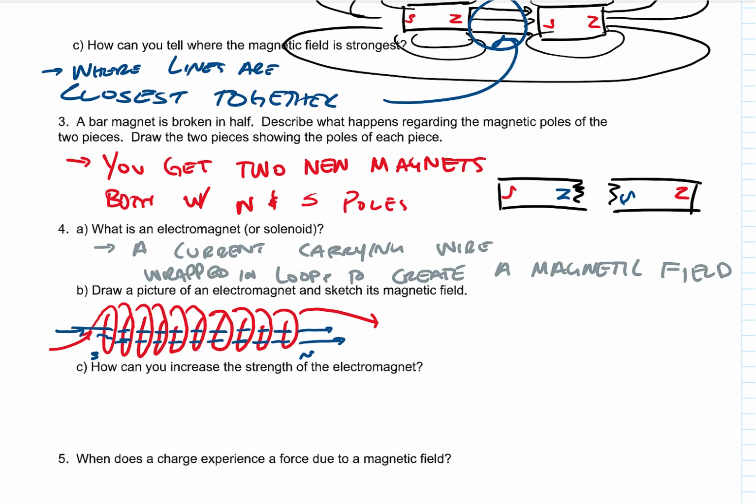How can you increase the strength of the electromagnet? You can get more loops and you get more current. Those things would increase the strength of the electromagnet.